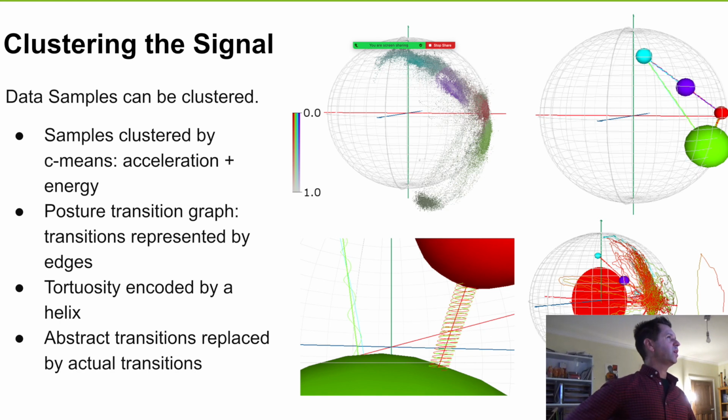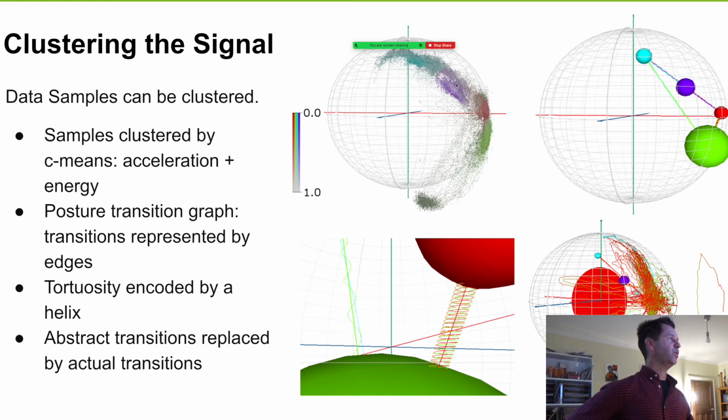We can delve further into the clustering, so we can use clustering to abstract this data even further. So in the top left image here, this is what happens when we start to cluster the data samples of the acceleration using the C-means clustering algorithm. So we can generate 1, 2, 3, 4, 5 clusters, for example, and then color code each cluster based on membership. And this is what the original sample data looks like.